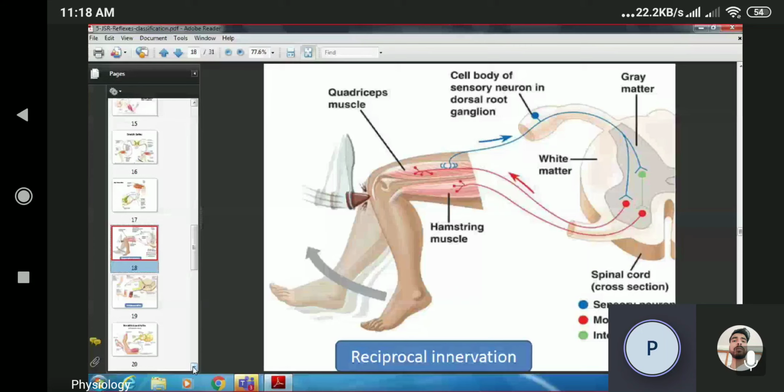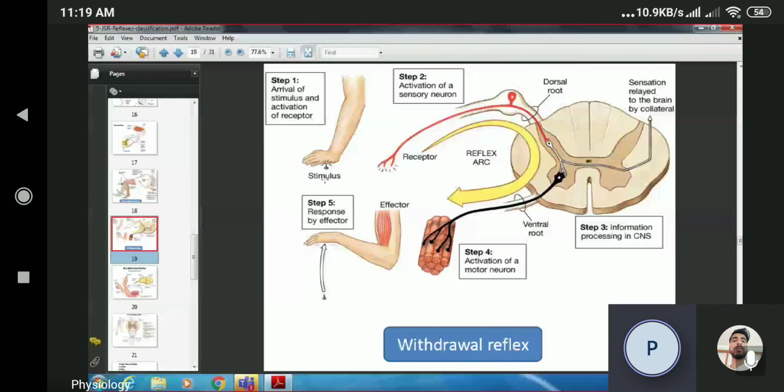This is the withdrawal reflex. Step 1 is arrival of the stimulus and activation of the receptor. The pin is here. Number 2, activation of the sensory neuron through the dorsal root ganglia. Information goes to the spinal cord. Step 3, information processing is done in the CNS. Then step 4, the activation of the motor neuron occurs. The fifth step is the response by the effector, that is, the muscle is withdrawn. The hand is withdrawn from the painful stimulus. So this entire sequence is known as the withdrawal reflex.